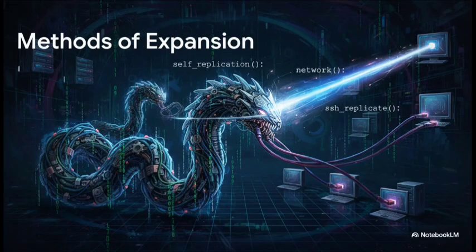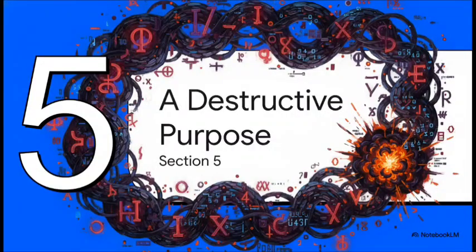It starts with self-replication and local_replicate, just copying itself into common folders like documents and downloads. Then network_scan starts looking for other devices. And finally, using ssh_replicate and something called intelligent_deploy, it tries to copy itself onto those machines by generating and testing potential login credentials. This is the classic behavior of a computer worm. But this worm doesn't just spread for the sake of spreading. We found a payload, a final malicious purpose, hidden deep within its complex philosophical code.